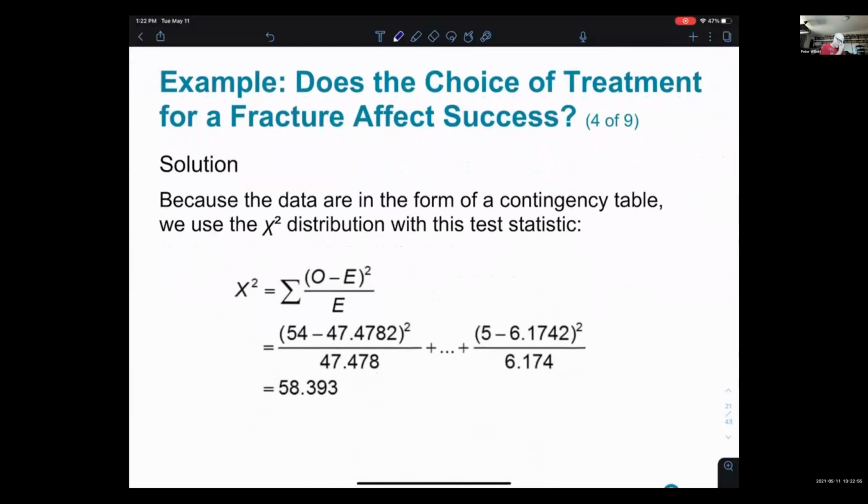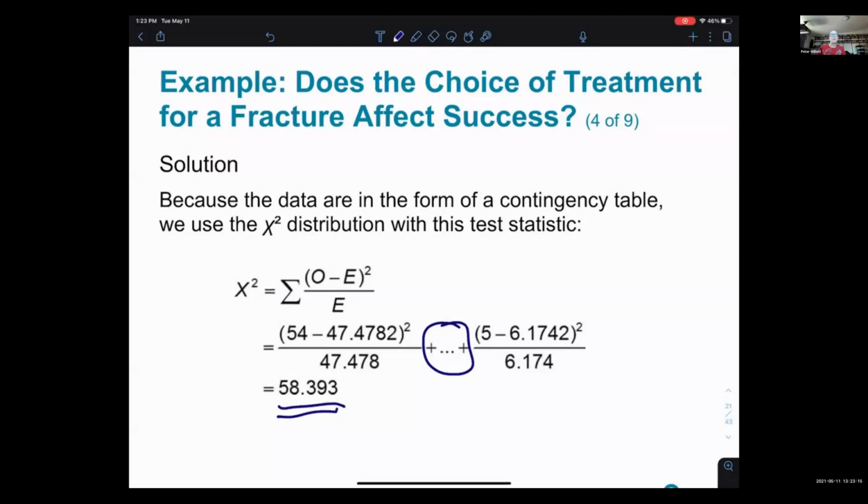So they crunched some stuff in their formulas and got a chi-squared value of 58. StatCrunch will do that work for us. And anytime they have these big formulas with some dots in the middle, meaning they had to do this a bunch of times, we're like, oh my God, StatCrunch, save us. So StatCrunch would also give us this. So 58.